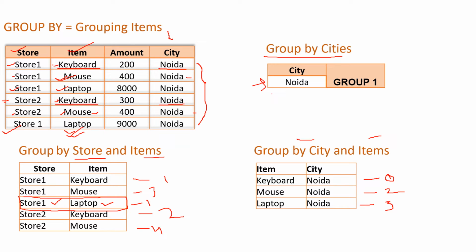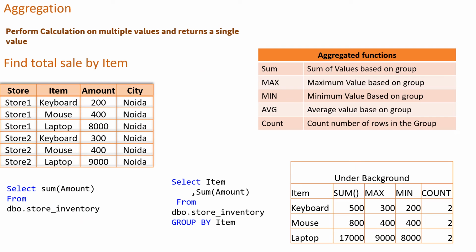Hope it's clear now. Now that we covered the group by clause, how the group by clause works, and created different groups based on single columns and multiple columns, let's talk about aggregation in SQL Server.